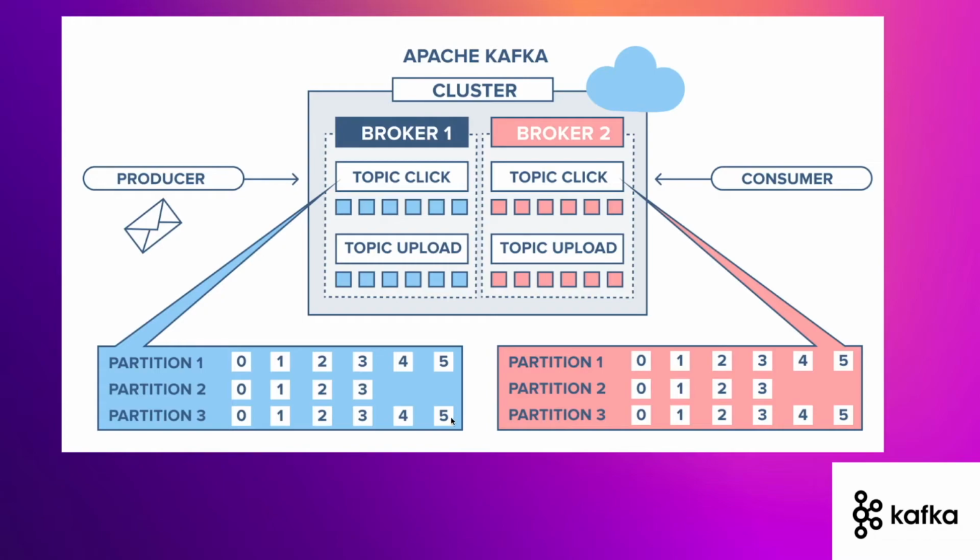So maybe there was an extra piece of data that was in partition 3 on broker 1, broker 1 goes down, then you don't have that additional data on broker 2 when you're reading from it, because broker 1 didn't get the chance to replicate it onto broker 2.